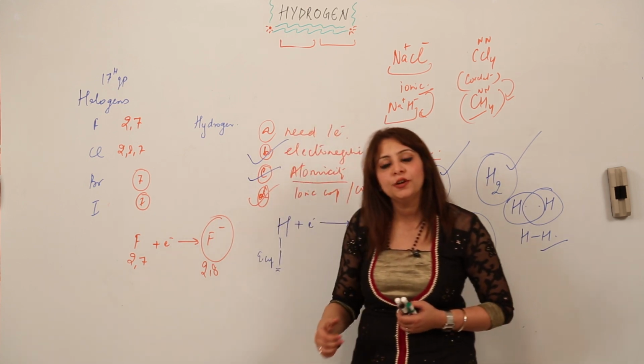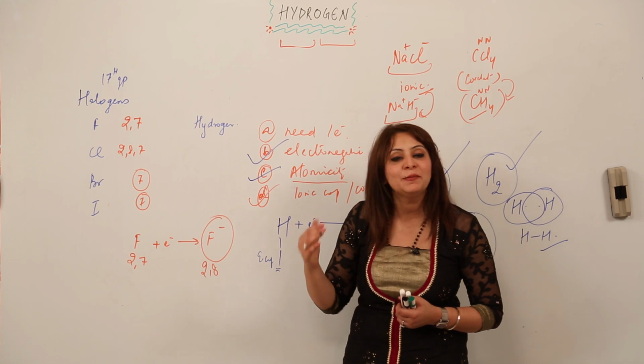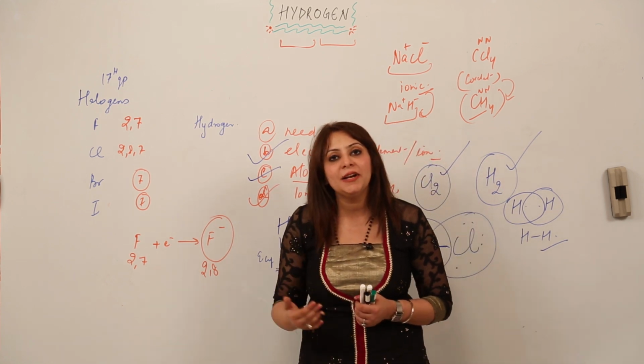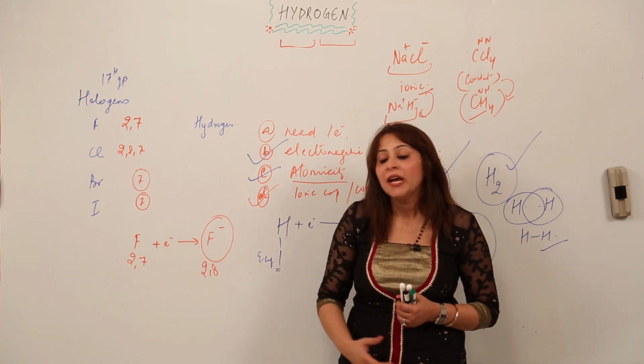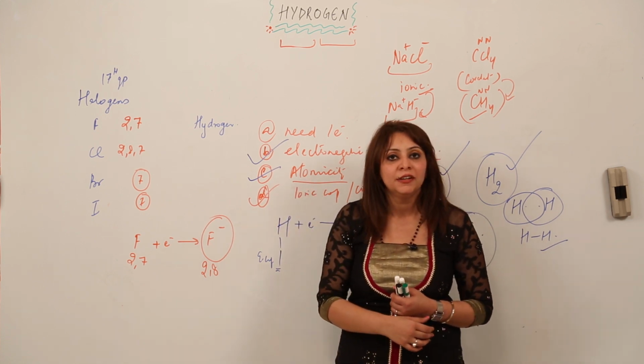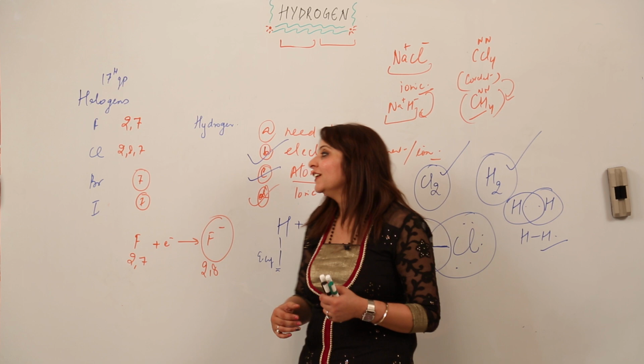I think the position of hydrogen is justified now, and the similarities of hydrogen with alkali metals and halogens as well are justified. You know what similarities they have, and I have also shown you with the example. So just don't forget it, right.